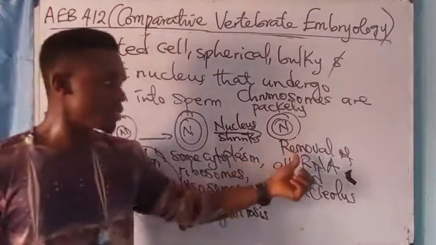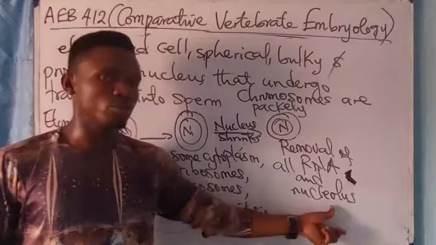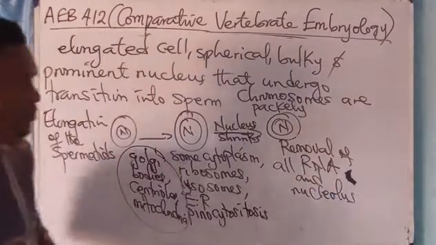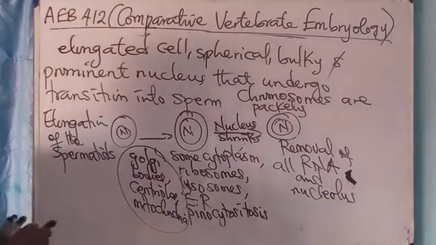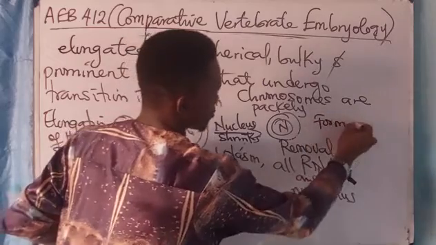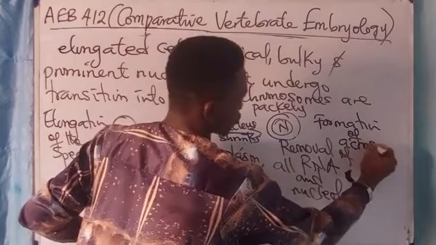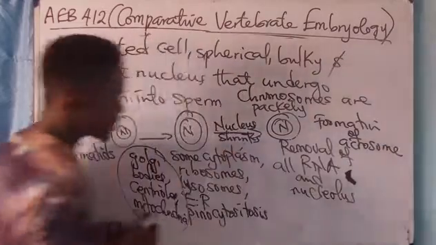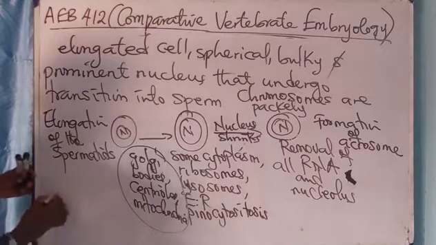Then the third stage is the removal of all RNA and nucleolus. This is the third stage. The fourth one is the formation of acrosome. Formation of acrosome.